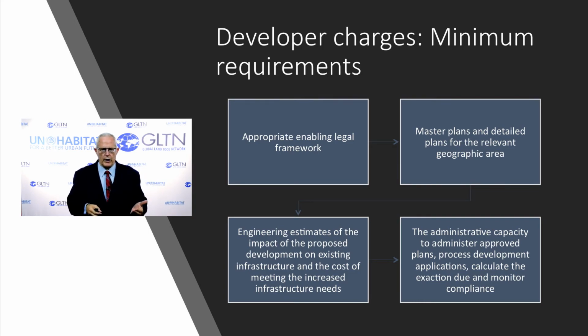So you need engineering estimates of the impact of the proposed development on existing infrastructure and the cost of meeting the increased infrastructure needs, whether that be additional road capacity, larger water lines, better storm drainage, whatever the impacts are. You have to anticipate and have the engineering estimates of what those impacts will be and what the cost will be to the city. And then you need to have the administrative capacity to administer the approval of plans, and you have to do that in a timely manner.